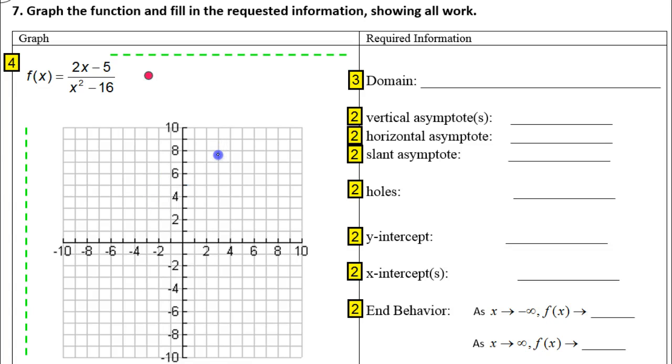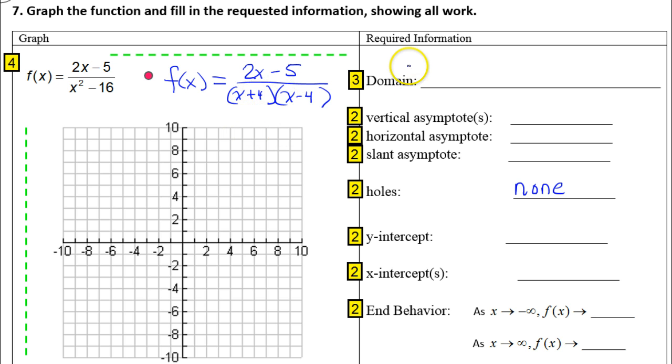In this video, we are going to graph and analyze this rational function. One of the first things I'm going to do is to factor this, just in case. There's nothing I can do with the numerator, so I just write down 2x minus 5. The denominator is the difference of two squares, so that will factor as x plus 4 and x minus 4. I notice that nothing will cancel out. That tells me that there are no holes, so I can just go ahead and put none for that.